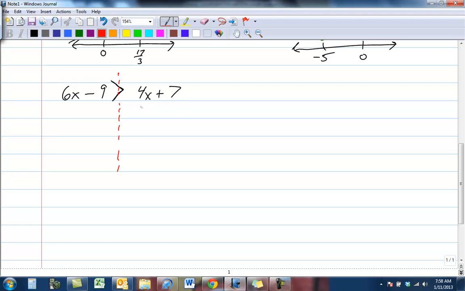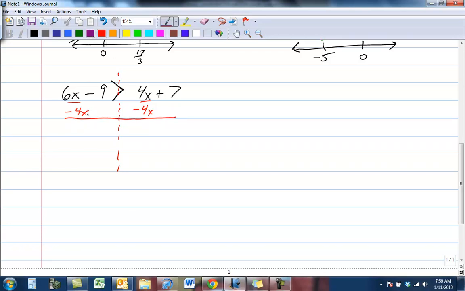Step 2 says to get variables on one side. I've got x's on both sides of the inequality. That's a bummer. So here's what's up. Let's move the 4x to this side. We're going to subtract 4x from both sides.